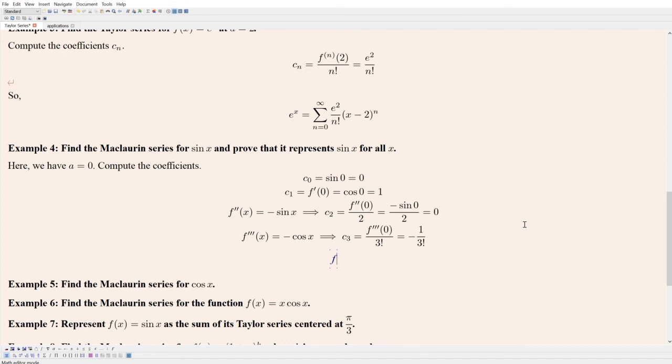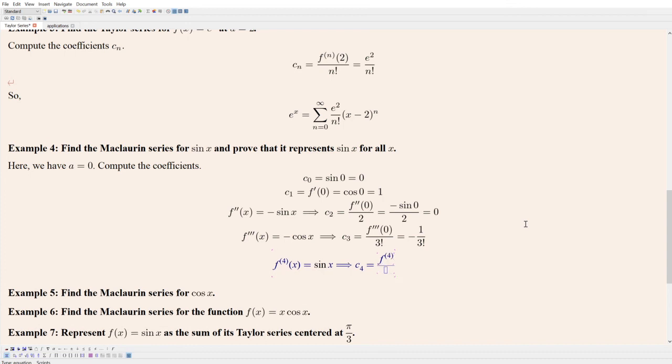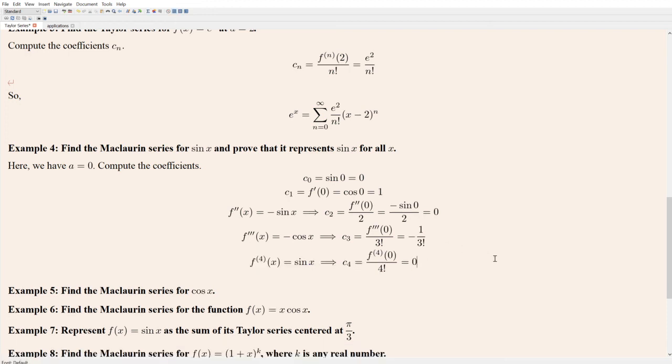For the next one, we're going to need the fourth derivative, and we're just going to keep on going until we see a pattern. So the derivative of negative cosine is positive sine again. So plugging in sine of 0 gives us 0 again. So what's the pattern so far? 0, 1, 0, negative 1 over 3 factorial, 0. Yeah, I don't quite see it yet.